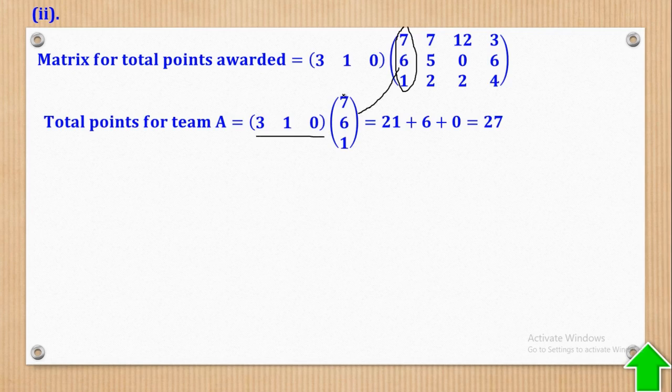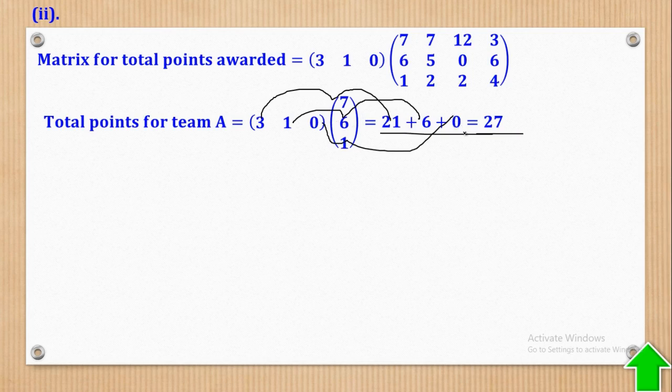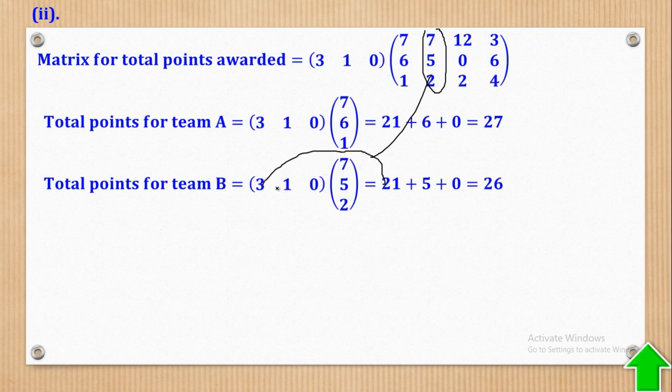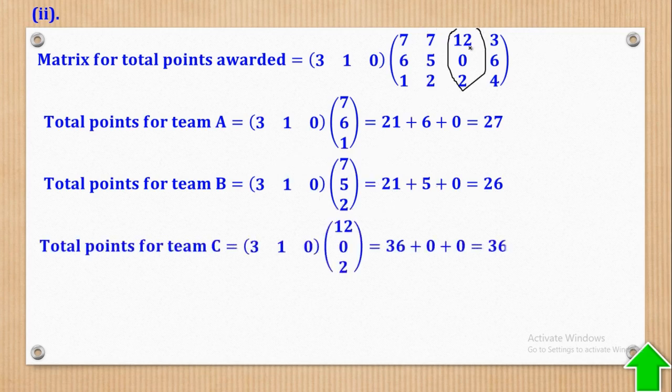So row by column. So what does that mean? 3 by 7 gives me 21, 1 by 6 gives me 6, and 0 by 1 gives me 0. When I add all this, I come up with 27. Then I'll go to team B. So team B, I'll extract out this. So 3 by 7 is 21, 1 by 5 is 5, 0 by 2 is 0. So in the end I'll come up with 26. Then for team C, I'll extract out this. So 3 by 12 is 36, 1 by 0 is 0, 0 by 2 is 0. So in the end I'll come up with 36.